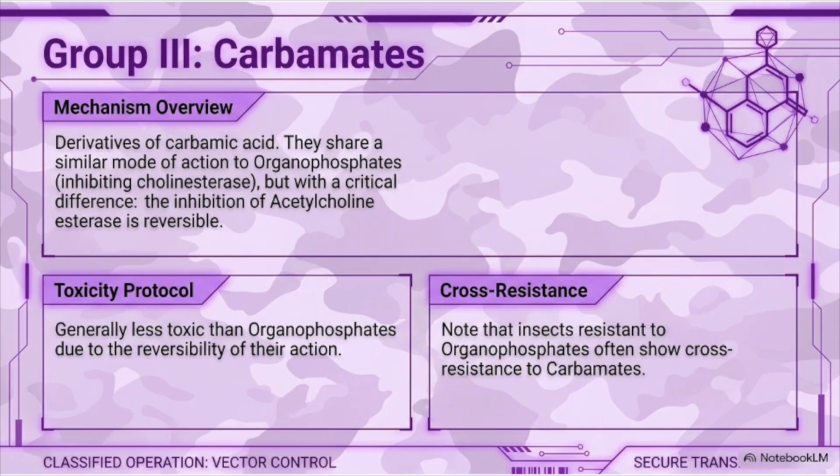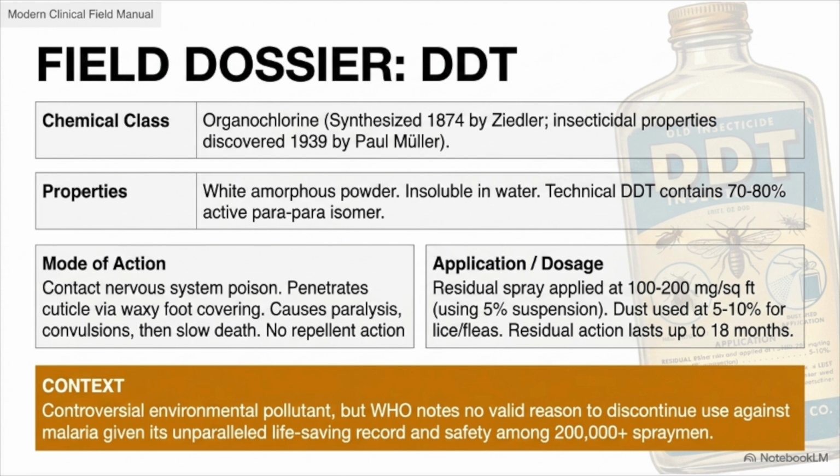Group 3, carbamates, are derivatives of carbamic acid. They share a similar mode of action to organophosphates, cholinesterase inhibition, but with a critical difference. The inhibition of acetylcholinesterase is reversible. This makes them generally less toxic than organophosphates. However, it is important to note that insects resistant to organophosphates often show cross-resistance to carbamates. Let us now walk through specific field dossiers of individual chemicals.